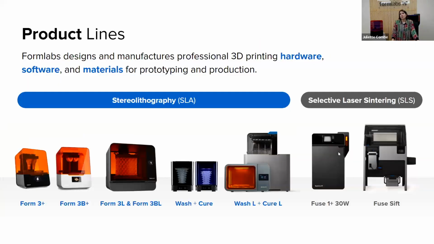At Formlabs, we design and manufacture professional 3D printers. We have a core product in SLA with the Form 3, Form 3L, Form 3 Plus, sorry, and post-processing units. And we also have the SLS product line with the Fuse 1 Plus 30W and also the Fuse Sift. So I'll focus on those two today and explain what you can do with those two technologies, where it is better to use which, and what material to choose as well.